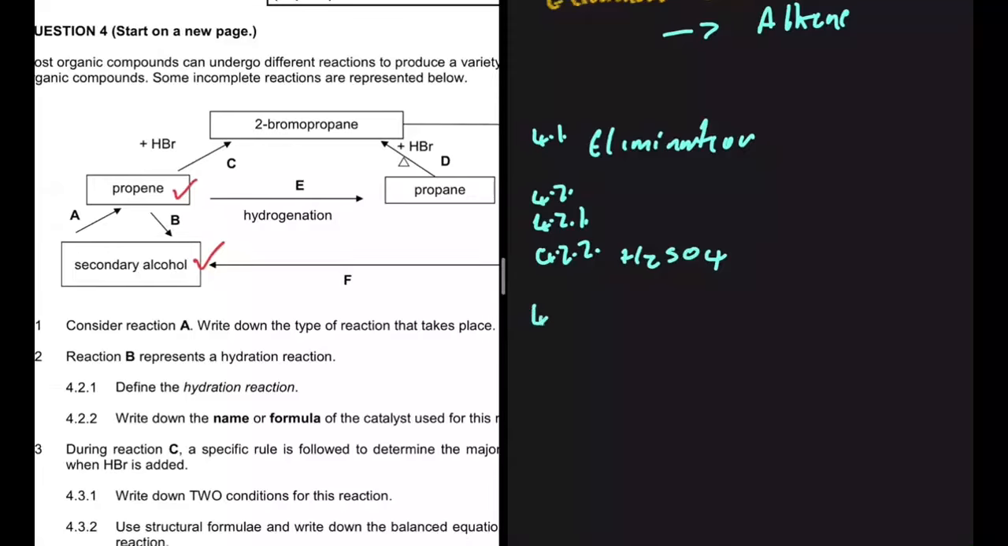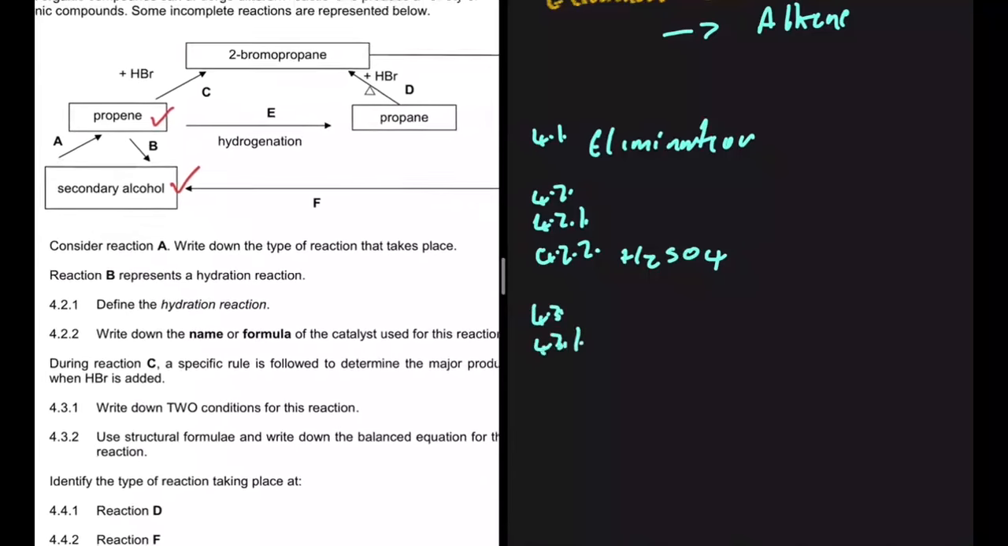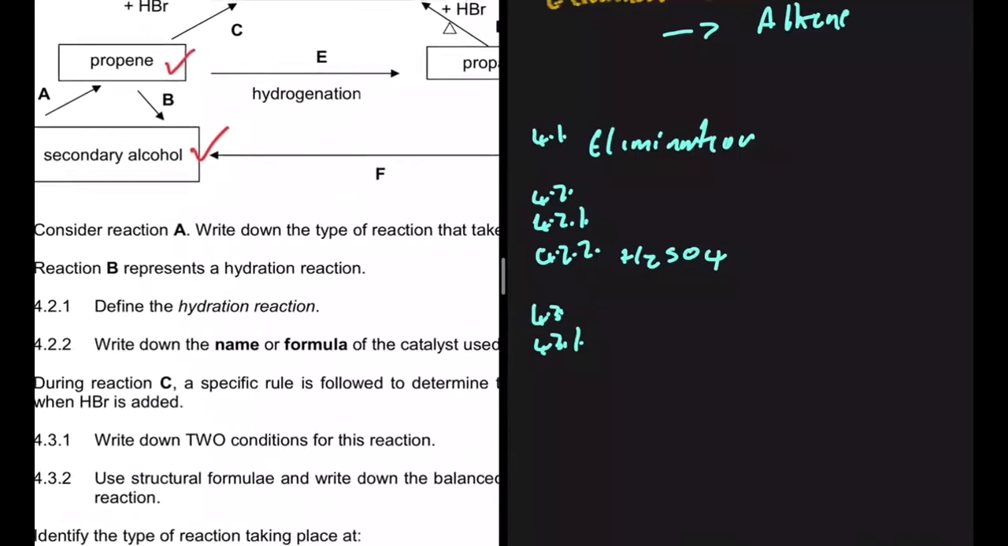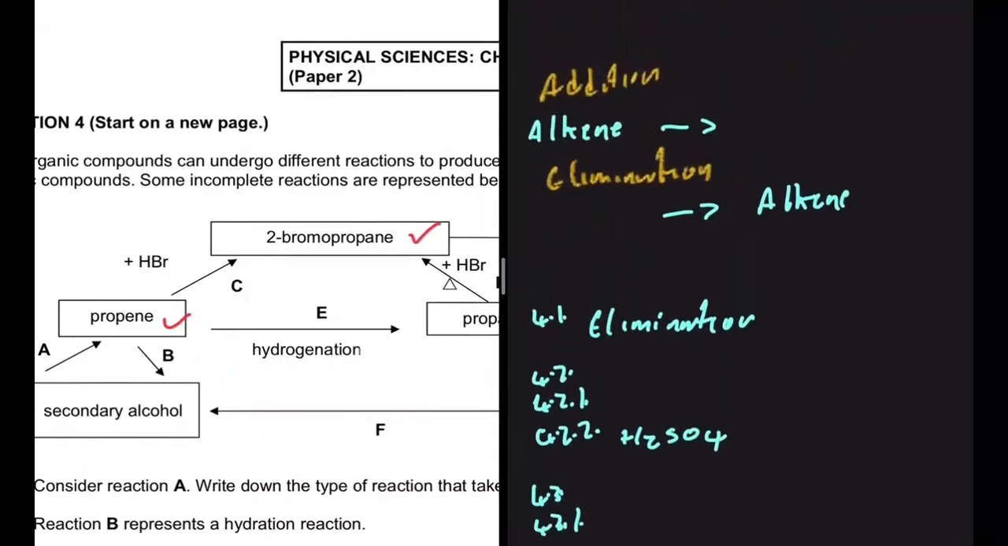Let's look at 4.3 and 4.3.1. During reaction C, a specific rule is followed to determine the major product when HBr is added. Let's look at reaction C. So for reaction C, we are starting with propene and we end up with 2-bromopropene. So let's go back to our conditions. Do we start with an alkene?